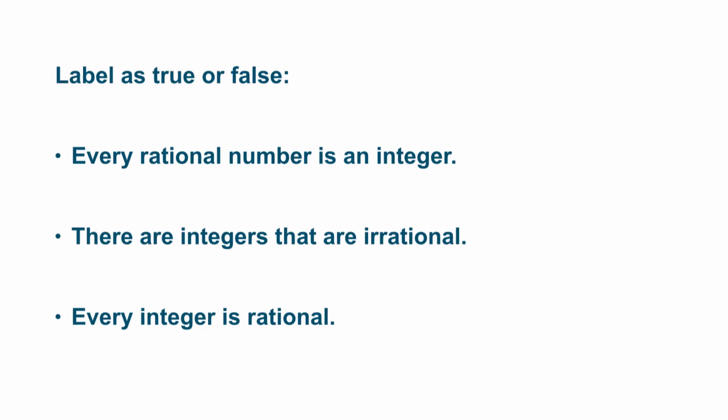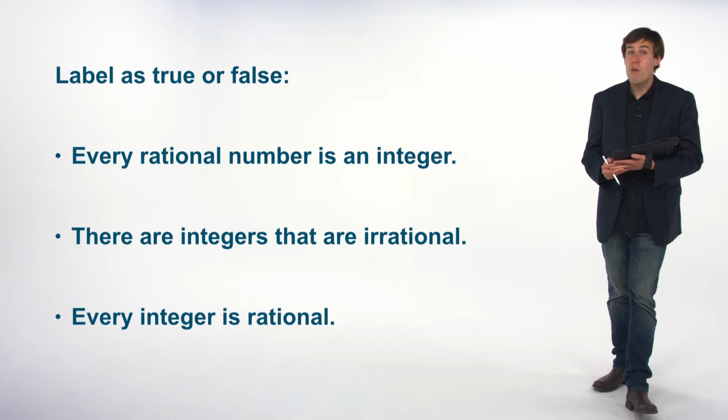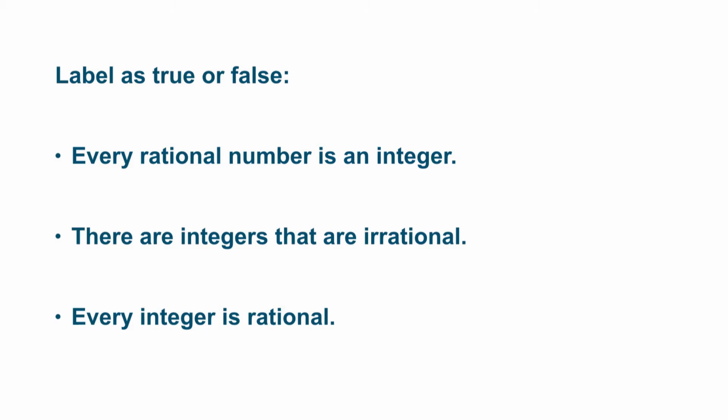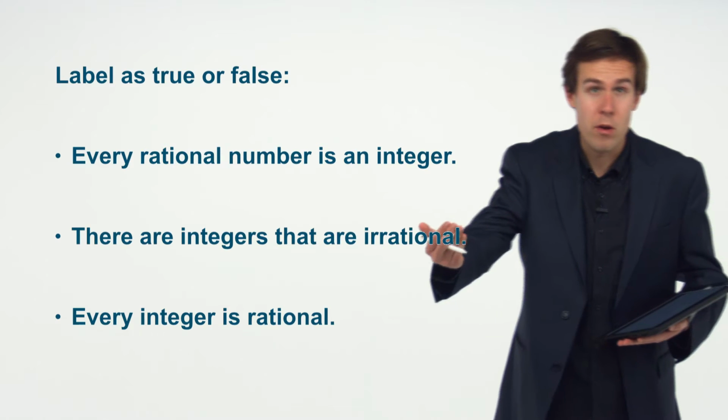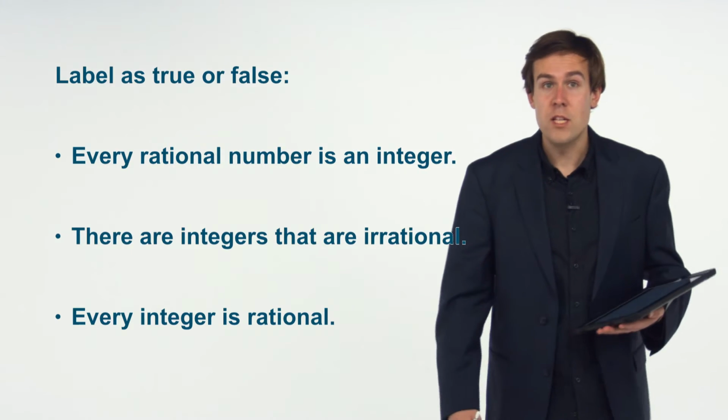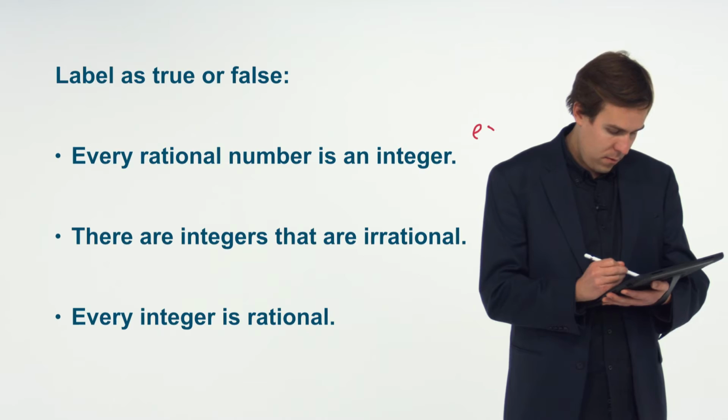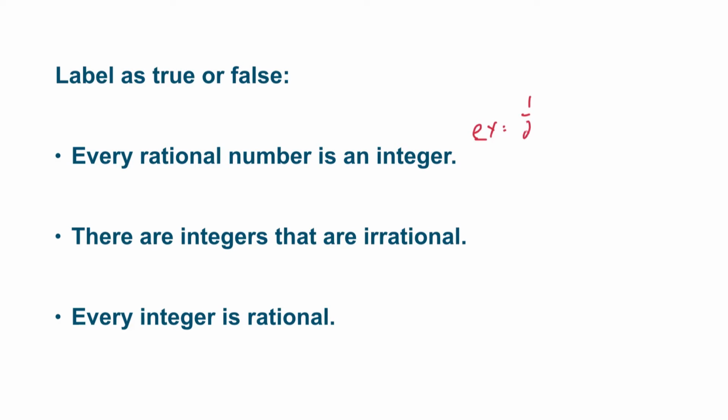Let's do a few reviews. We would like to label the following statements as true or false. First, the statement is every rational number is an integer. Is that true? Can I come up with an example of a rational number which is not an integer? The answer is yes. For example, 1/2 is rational, but not an integer. So this is false.